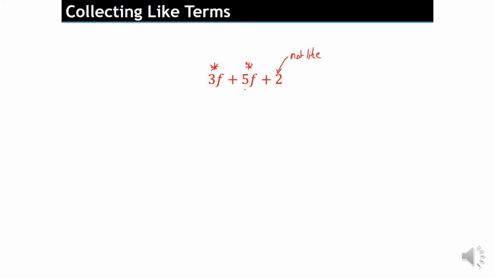So what we can do is add these two together, and we can't do anything with this. So at the end, we're just going to have add 2. That's going to stay there. So whatever we do with our algebra, we're going to have add 2 at the end.